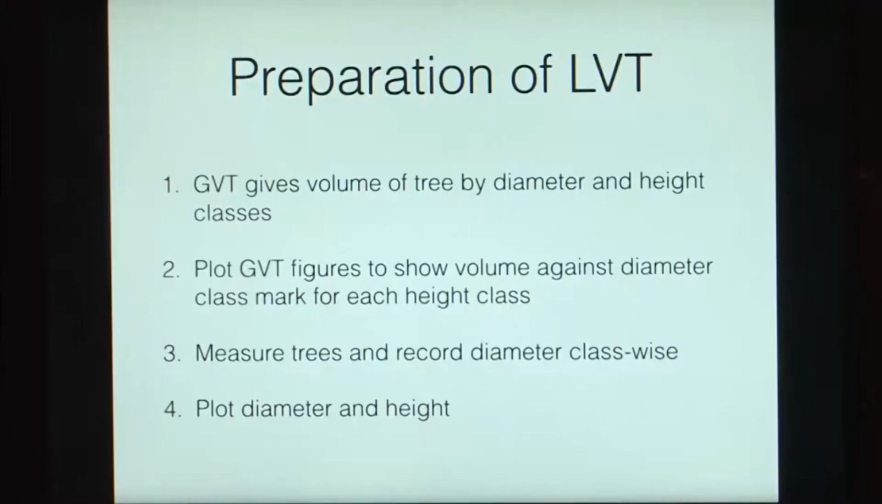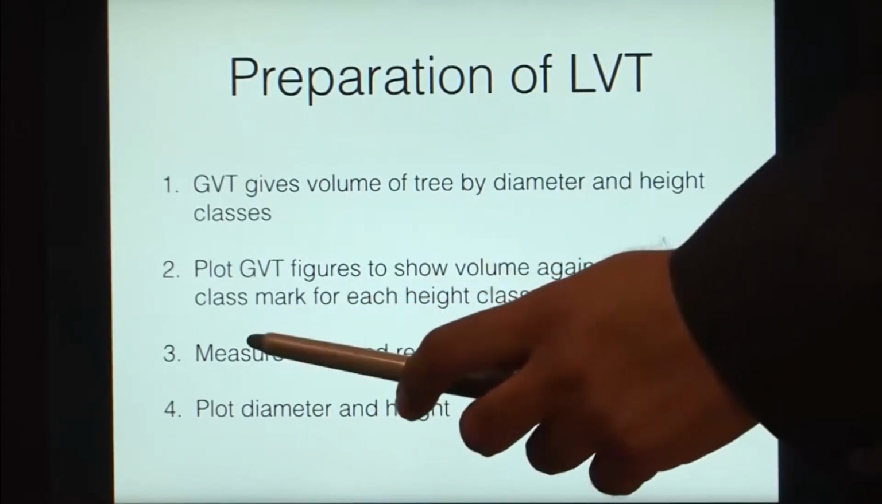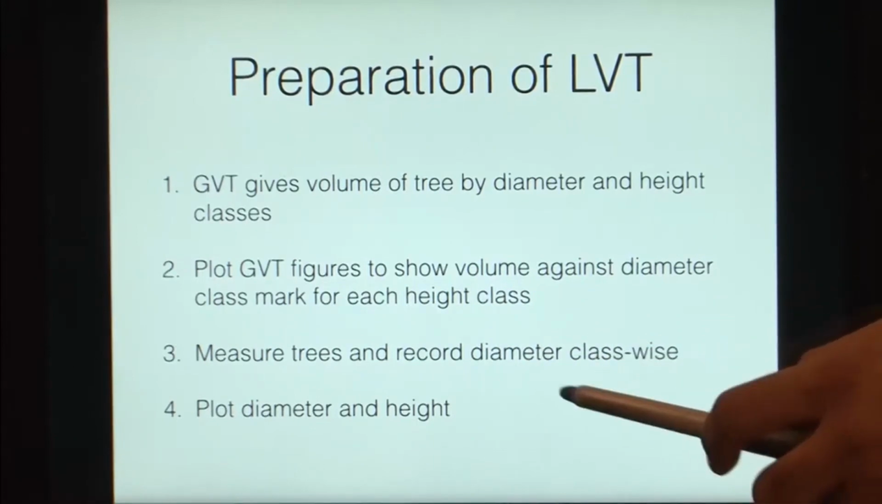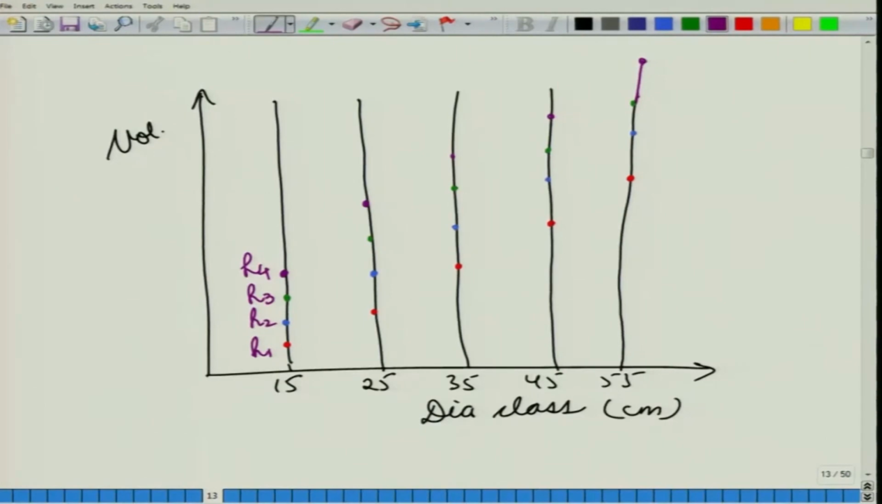So, coming back to the slides. We are plotting our GVT figures to show the volume against the diameter class mark for each height class. Next, we will measure our trees and record diameter class wise their values to plot diameter versus height. So, now coming back to the tablet. What we are doing now is that for our particular location we are measuring the diameters and the heights. Suppose we get the heights like this. So, suppose these are the heights that we have measured from our locality.